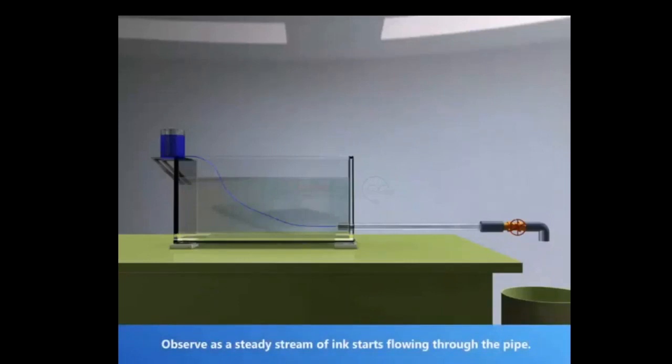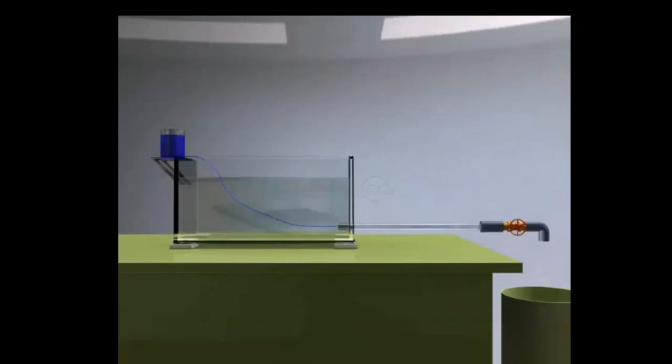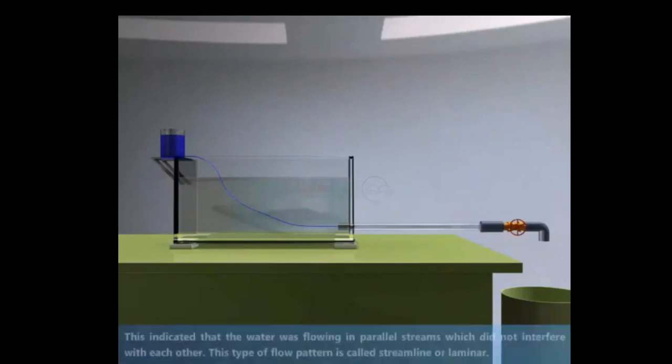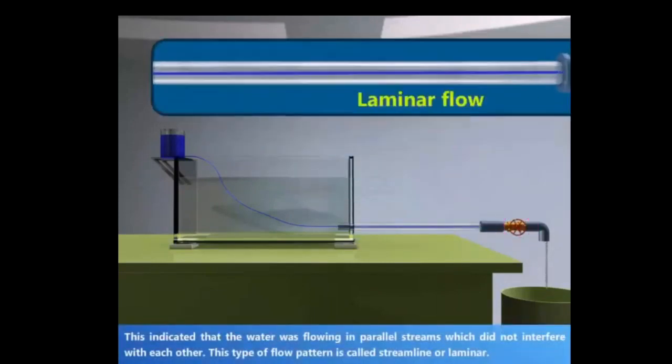Now observe a steady stream of ink which starts to flow through the pipe. See, the flow of water from the water tank through the glass tube can be regulated by using this valve, we know. Now we have started injecting ink in the water. Now see the flow pattern.